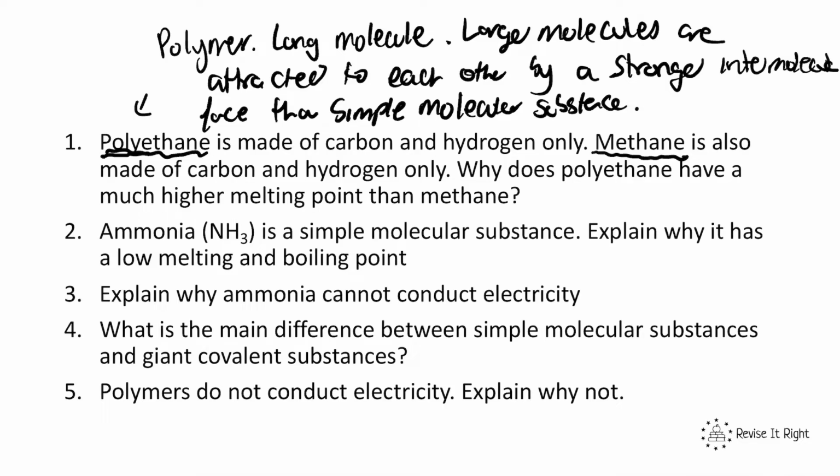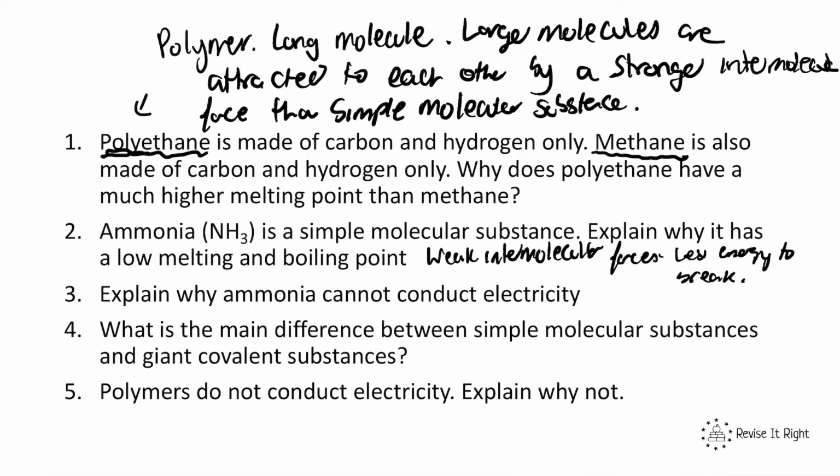Question 2. Ammonia is a simple molecular substance. Explain why it has a low melting and boiling point. Well, that's because it has weak intermolecular forces which require less energy to break, and therefore it has a low melting and boiling point.